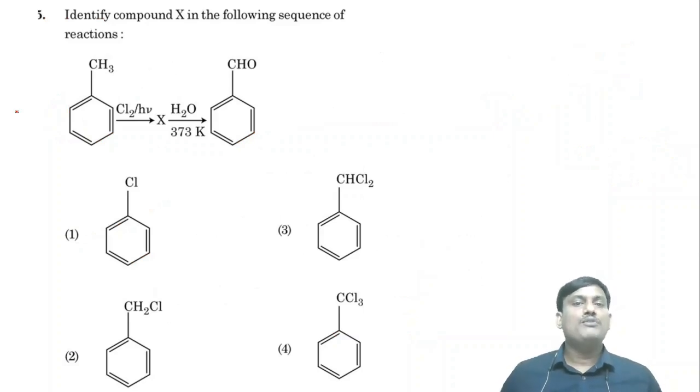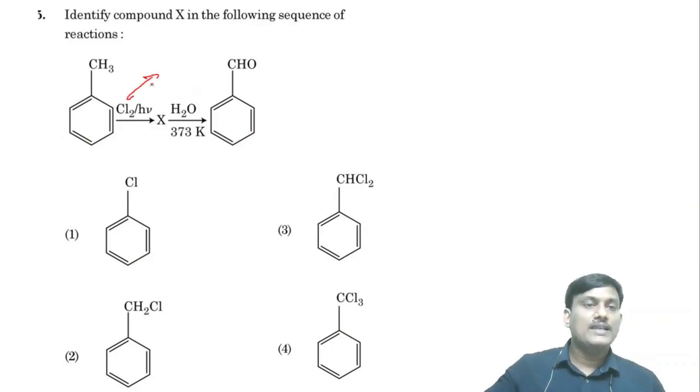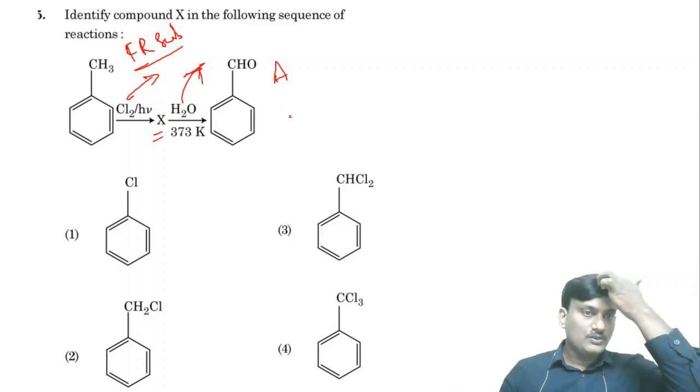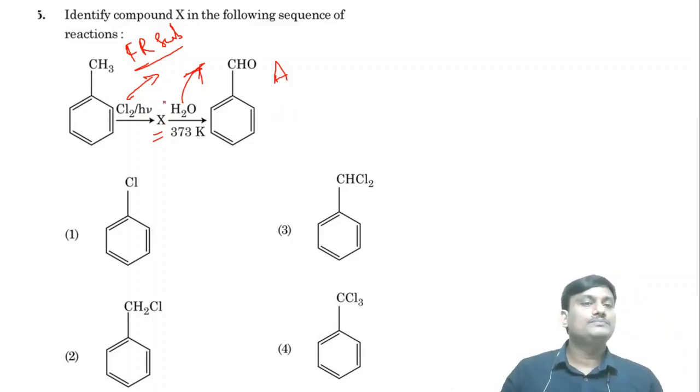Identify the compound X in the following sequence of reactions. The first reaction is a free radical substitution reaction. The product which is obtained, X, later was hydrolyzed. So there is a formation of aldehyde, benzaldehyde. You have to find out X. If you take toluene and react with Cl2 in presence of HNO, in this case there is no formation of benzyl chloride. Not benzyl chloride, this is the phenyl chloride. So this is not possible.